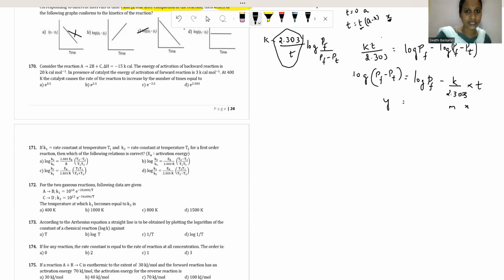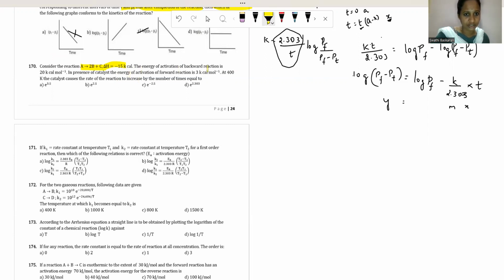So once again, here they are telling, consider the reaction, this one, and importantly here we need to note that delta H value. So what is delta H value? It is minus 15 kilocalories.